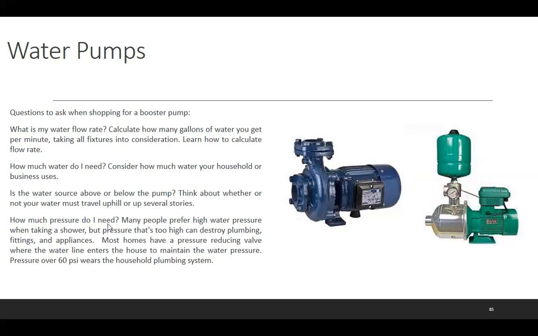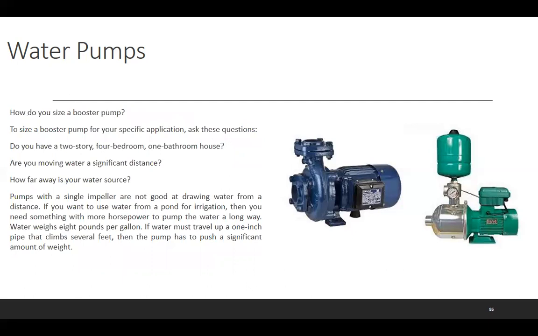How much pressure do I need? Many people prefer high water pressure when taking a shower, but pressure that's too high can destroy plumbing, fittings, and appliances. Most homes have a pressure reducing valve where the water line enters the house to maintain the water pressure. Pressure over 60 psi can wear the household plumbing system. Kasi sa atin is 80 psi.